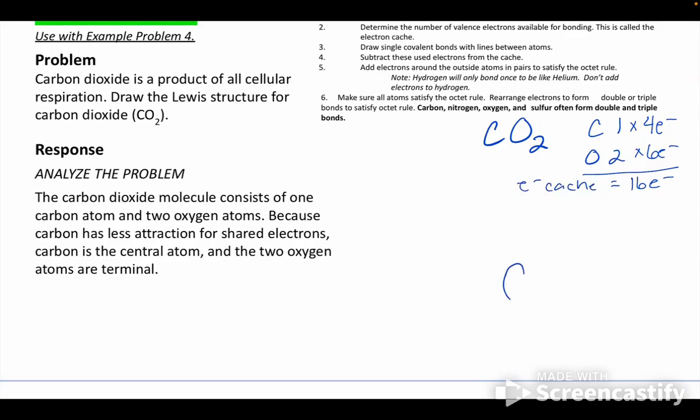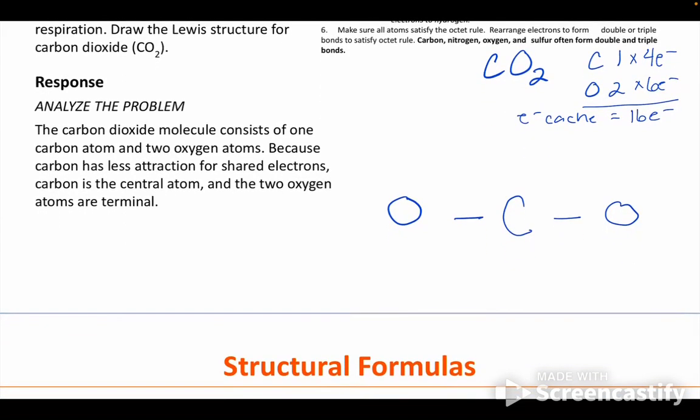Again, I'm going to put carbon in the middle, since it has lower electronegativity. Now you can see I've used up 4 electrons with those 2 lines, those single bonds, which each have 2 electrons, which leaves me 12. So I'm going to place those around the outside first. 2, 4, 6, 8, 10, 12.